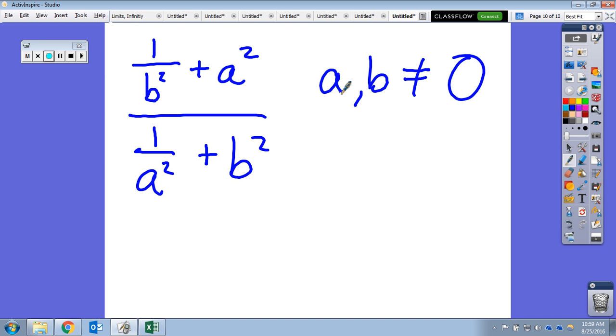What's that? No. Division by 0 is undefined. 1 divided by 0. Yeah, but b is a fraction. Still right. Either one cannot be 0. I'm not saying that both cannot be 0 at the same time. I'm saying either one cannot be 0.